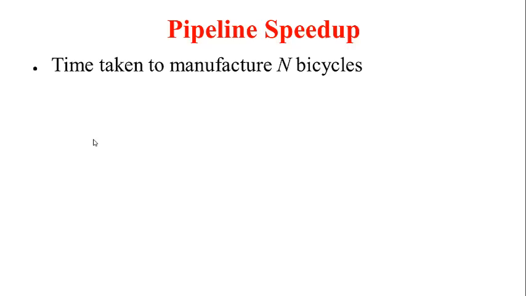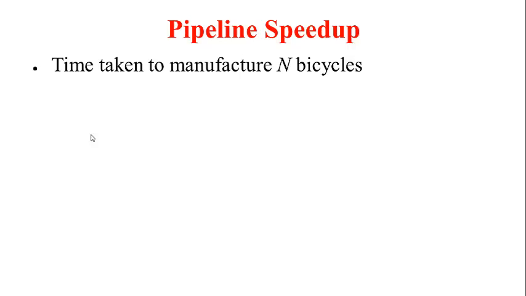Well, pipelining allows for a natural form of parallelism, and let us now analyze what speedup is possible using pipelining. Let us continue with the bicycle manufacture example where there were 4 stages. The first 2 stages taking 1 hour each, the third stage taking 2 hours and the fourth stage also taking 1 hour. In this case, let us find out what is the time taken to manufacture n bicycles.